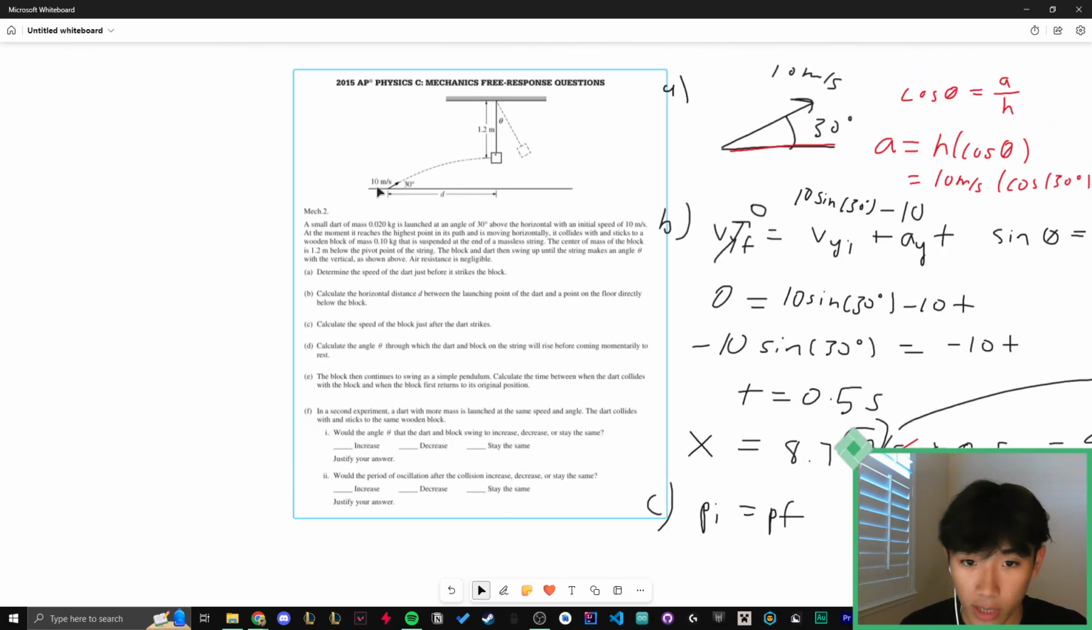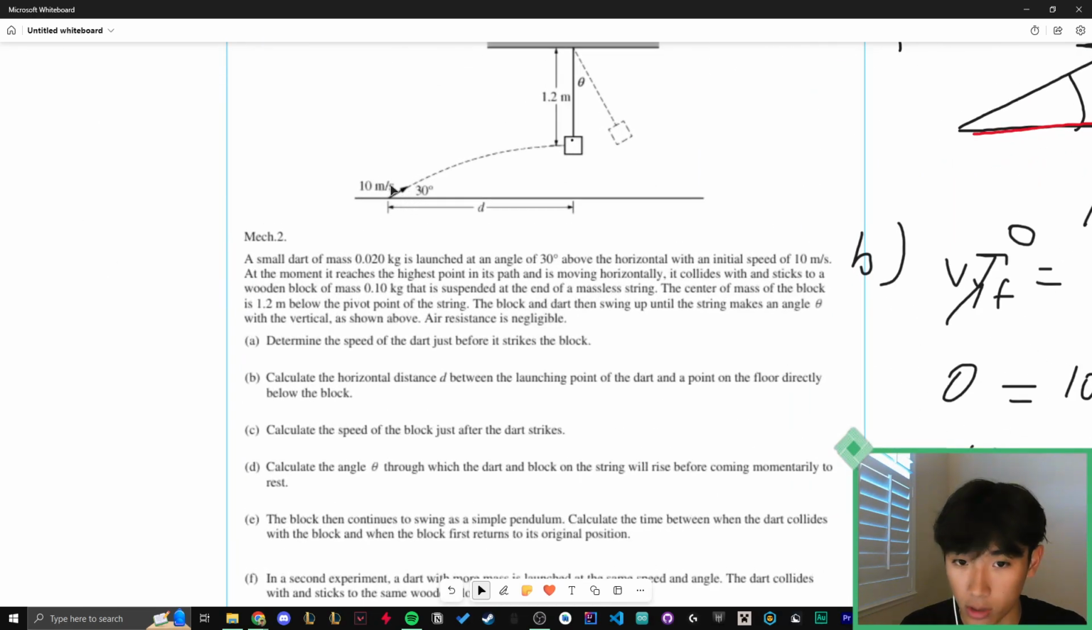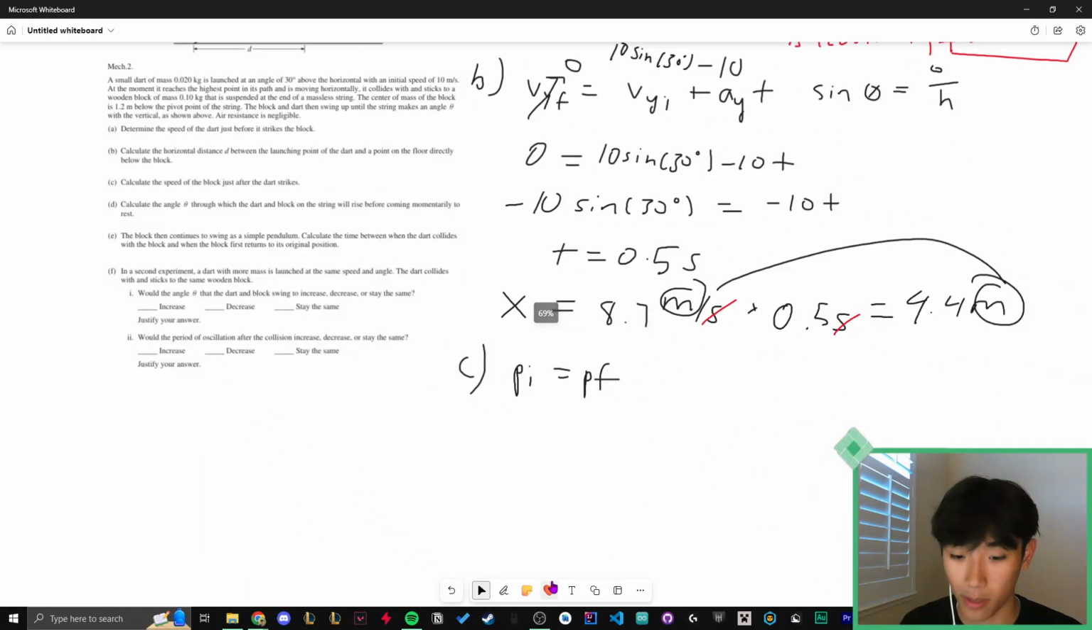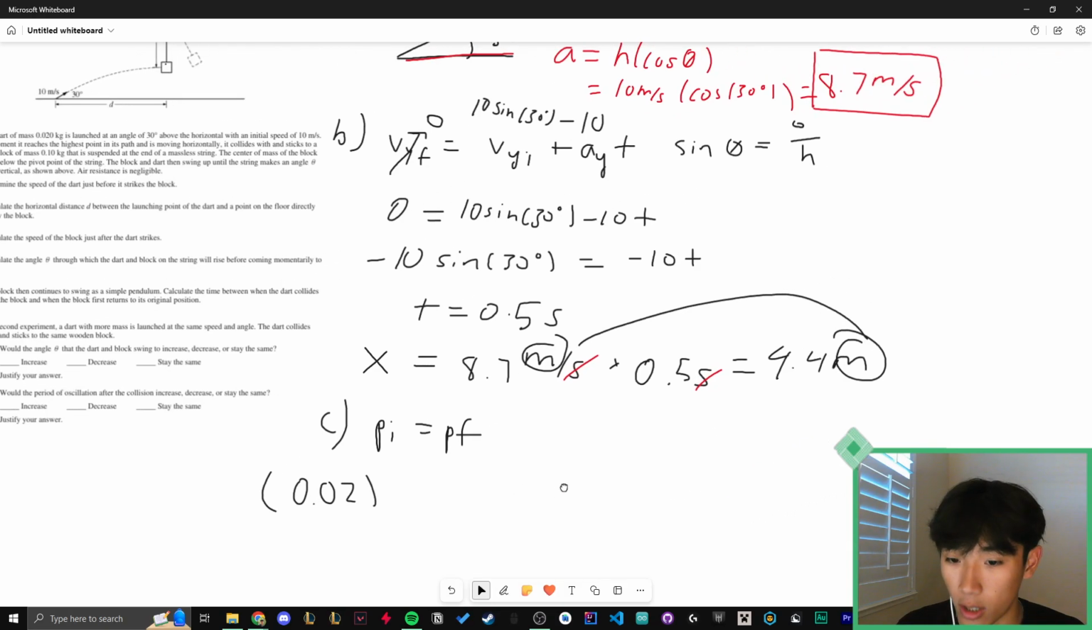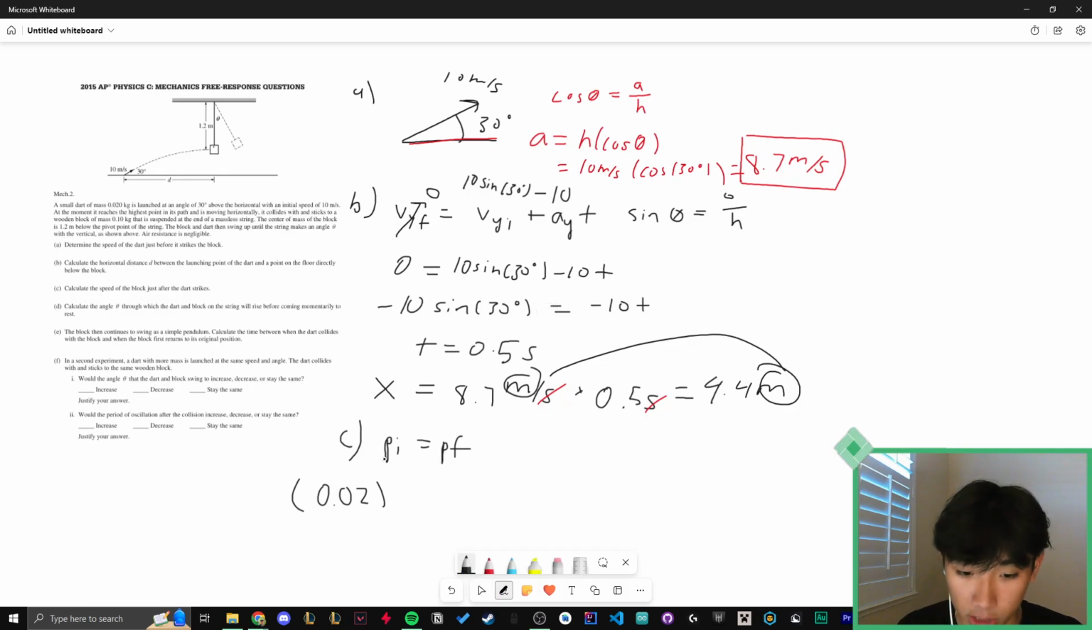But if you notice, the momentum of the dart exists because there's speed and mass, but the initial momentum of the block doesn't exist because while it does have mass, it doesn't have any speed. So there is no momentum there, right? So the initial is basically just going to be the mass of the dart times the velocity of the dart. And here it says the mass is about 0.02 kg, and we know the speed of the dart because we have it right here. We just calculated it in our previous part, so I'm just going to use that.